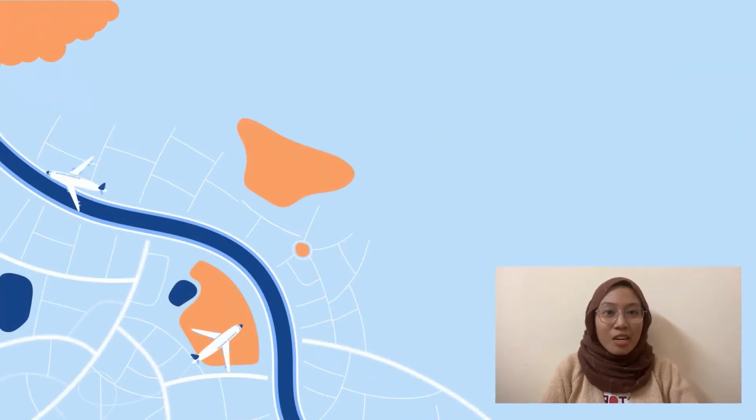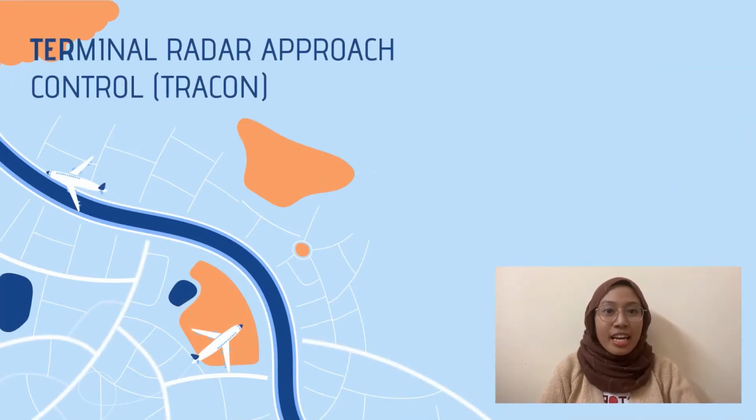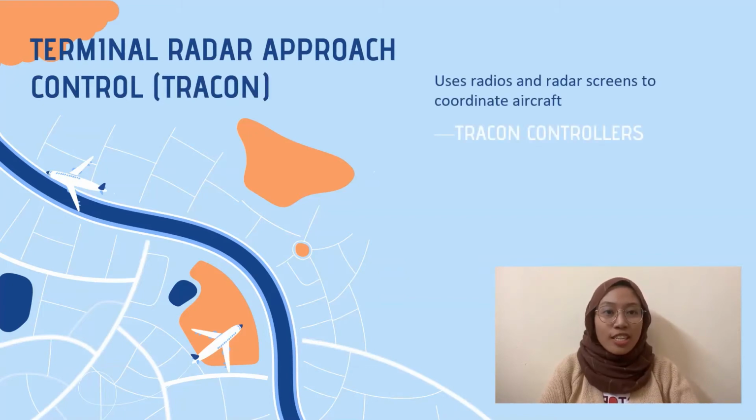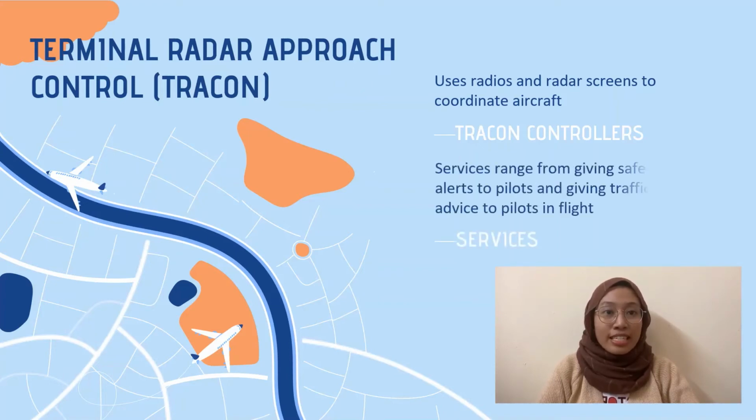Next, Terminal Radar Approach Control, or TRACON. TRACON air traffic controllers use radios and radar screens to coordinate aircraft to and from airports. After aircraft leave the TRACON's airspace, the aircraft will be handed off to the controller at the en route center, which will then guide the aircraft at a higher altitude. TRACON services range from giving safety alerts to giving traffic advice to pilots in flight.